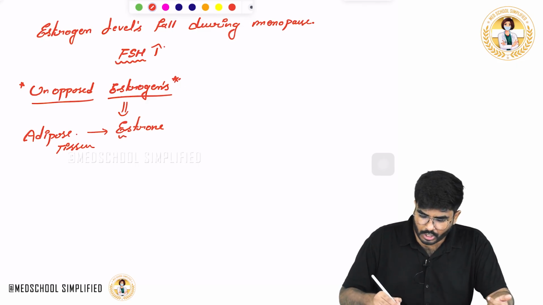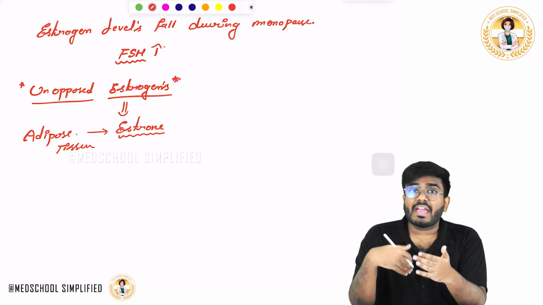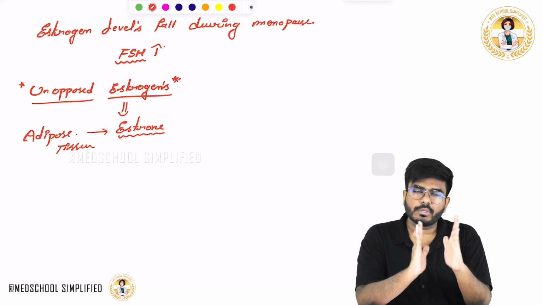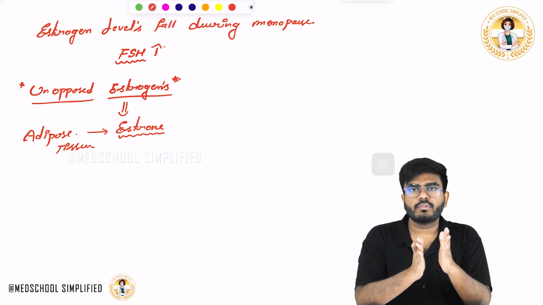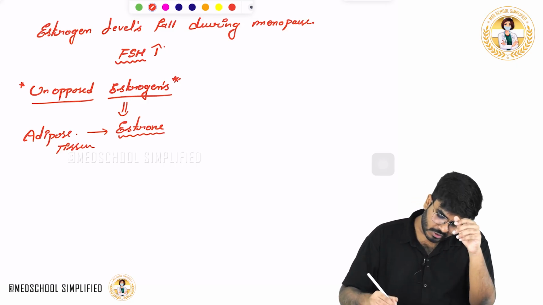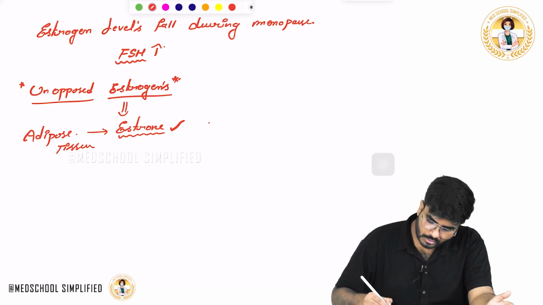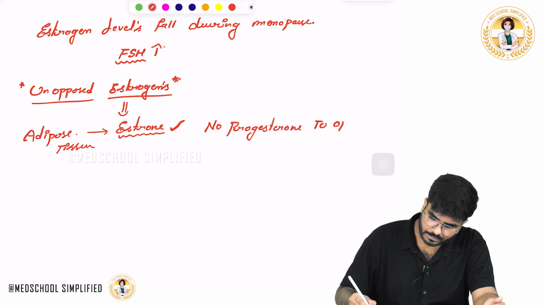Now, in a normal female, estrogen is going to be there, and that estrogenic effect will be opposed by progesterone. Normally, in the reproductive age group, estrogen is going to be there, progesterone is going to be there, and progesterone is going to oppose the effects of estrogen. But now, in this menopausal female, estrogen is coming from the peripheral aromatization, but no progesterone to oppose estrogen effects.